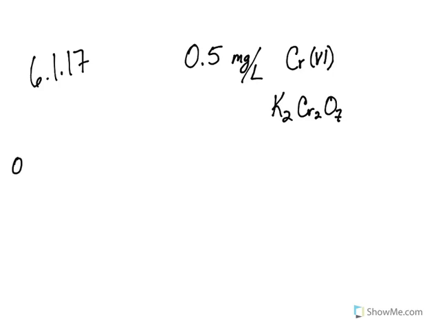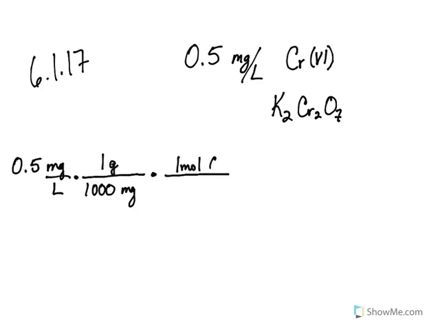So if we start with 0.5 milligrams per liter, we're first going to change milligrams into grams by knowing that there's 1,000 milligrams in a gram. And then we are going to change grams into moles. Now this is moles of chromium-6. So if I look on the periodic table, the molar mass of chromium is 52 grams per mole. So that's going to be my moles of chromium-6.